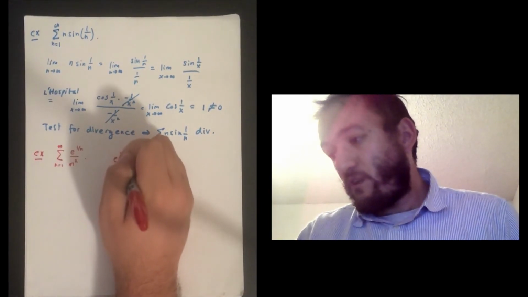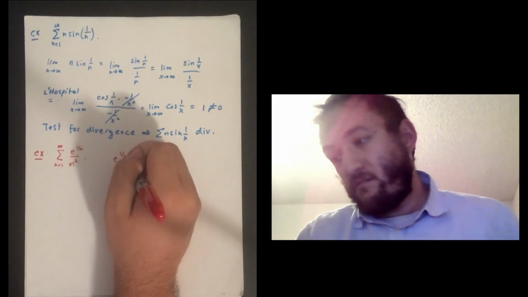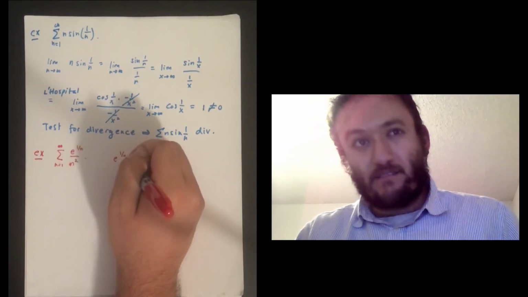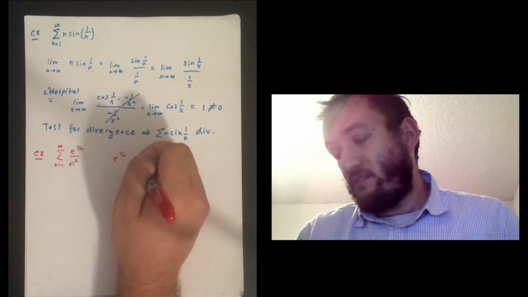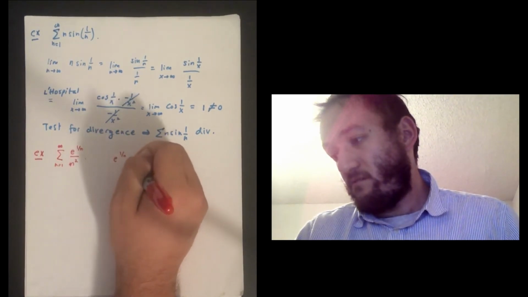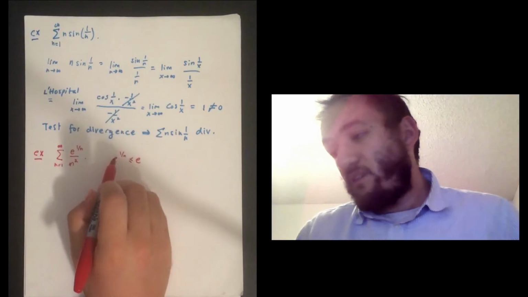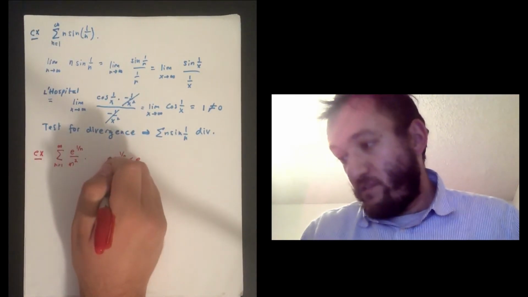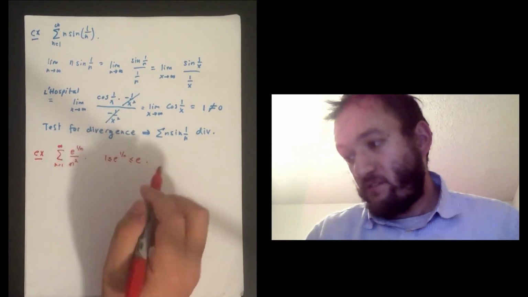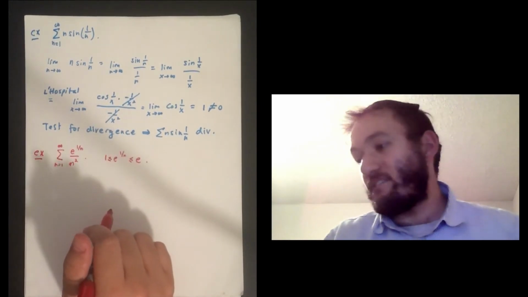e to the 1 over n, well, the largest this gets is where n is 1, and that's e to the 1, which is e. And the smallest it gets is e to the 1 over infinity, or e to the 0, which is 1. Okay, so this is a useful fact to keep in mind.